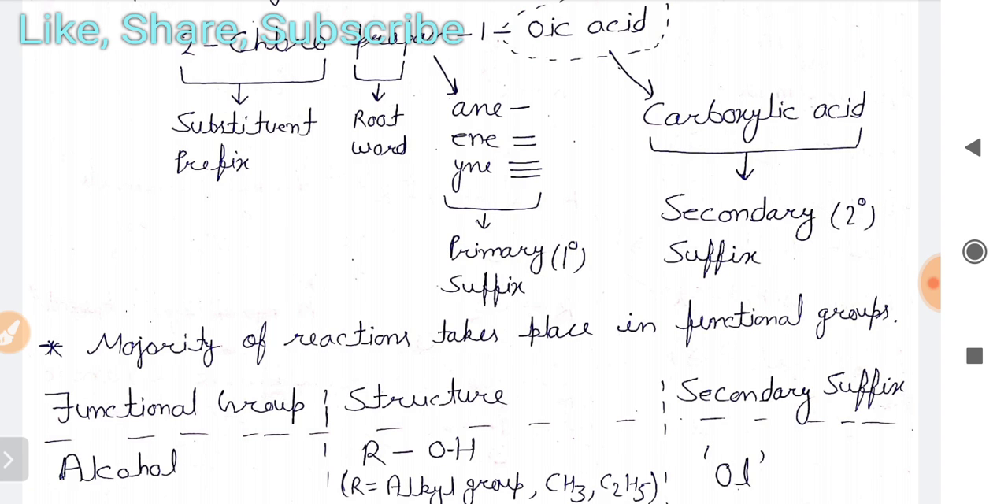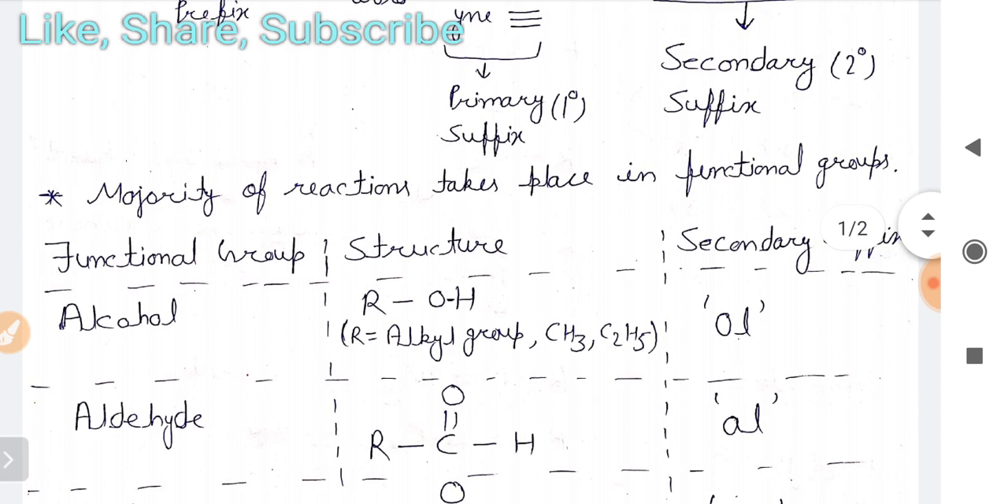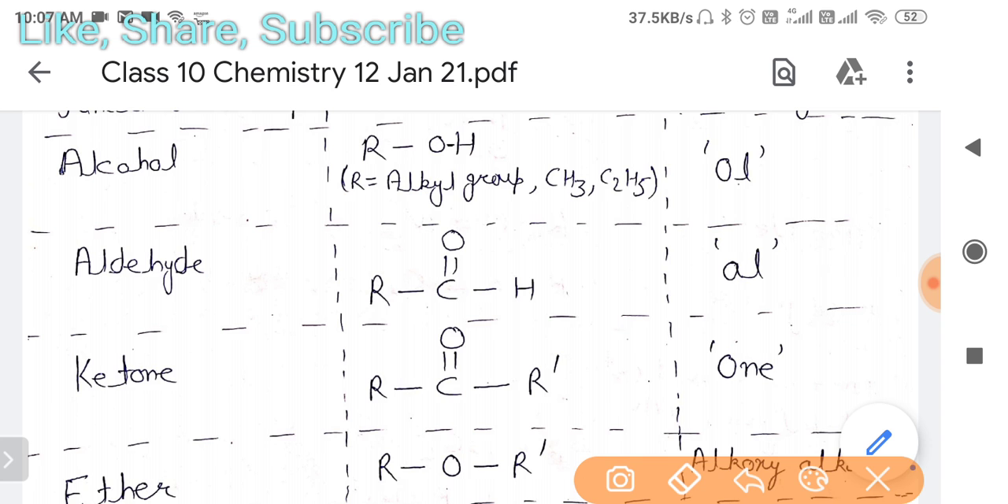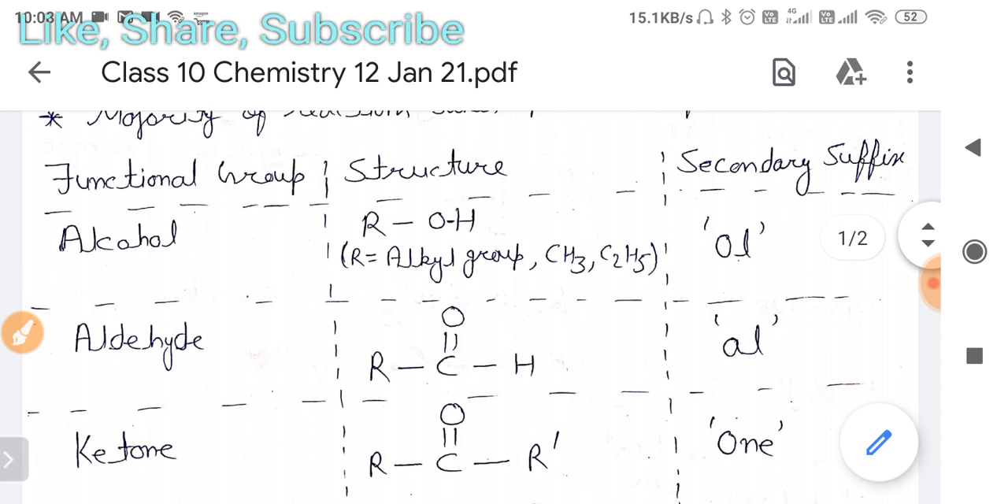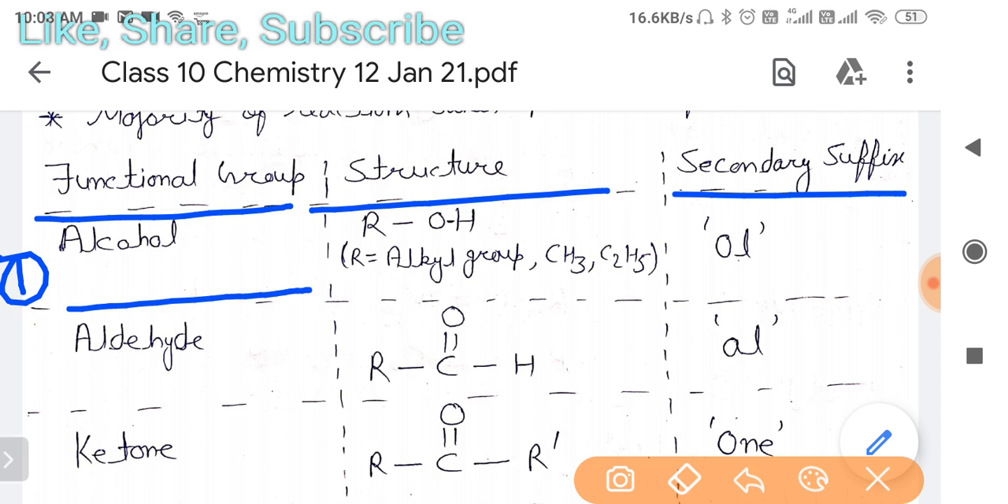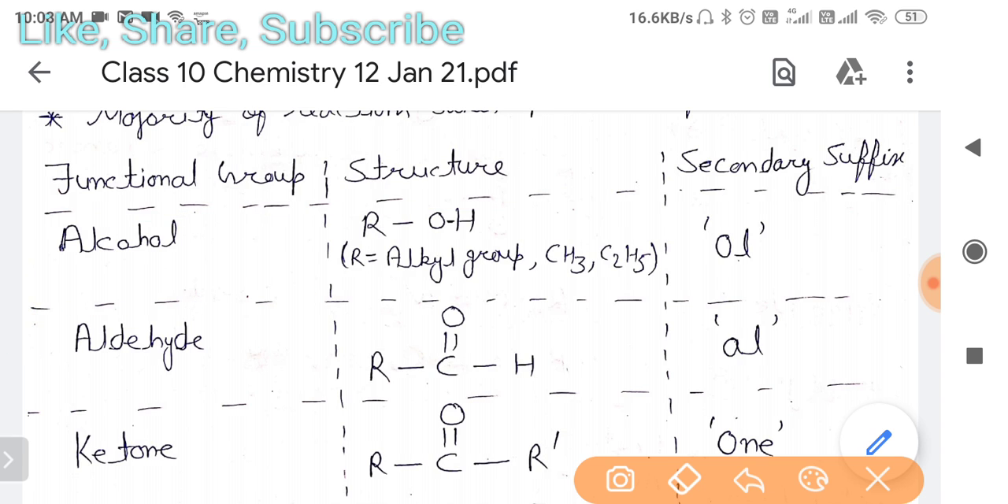Now you have to understand what different types of functional groups are present. This is a table in which we discuss the different types of functional groups. First you have to write the functional group, their structure and the secondary suffix given here. First is alcohol. Alcohol is represented by the simple formula ROH. Its structure is like that, ROH only.